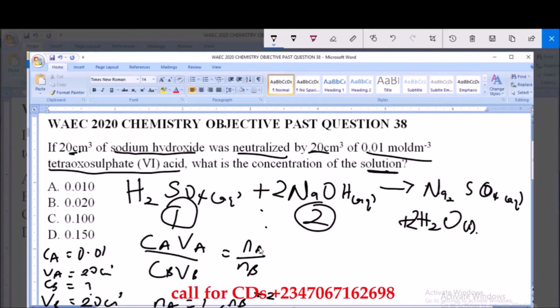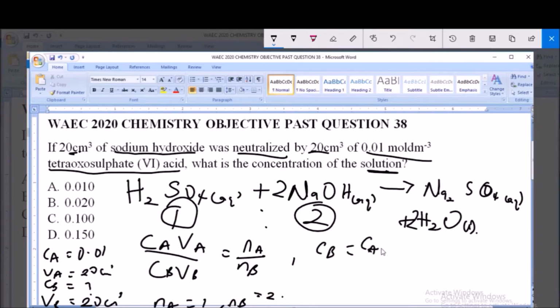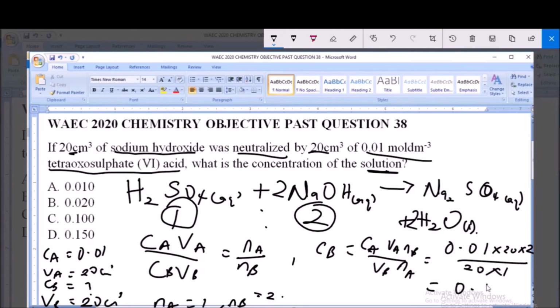So if we are going to look for Cb and make it the subject of the formula, what we have is Cb is equal to CAVANB over VBNA. If we input the values, what we have is 0.01 times 20 times 2 over 20 times 1. And if you compute this, you get 0.020. And 0.020 is option B. So option B is the correct answer to this question.